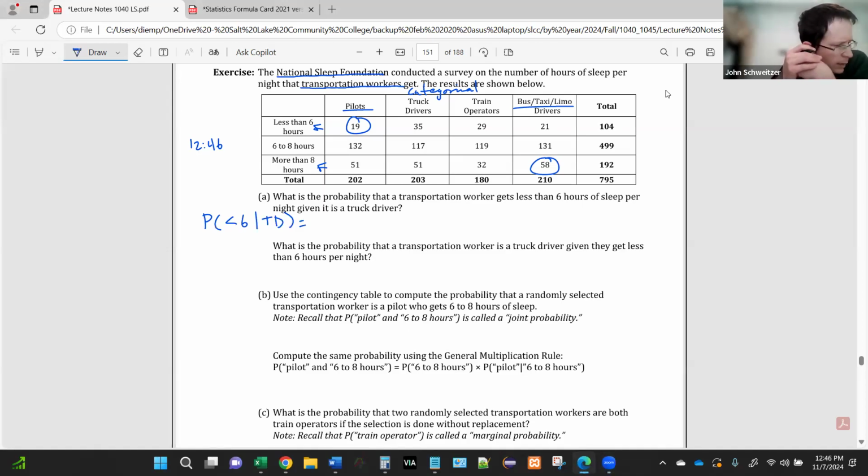Okay, did anybody get this? I recommend not using the formula. We've already used the formula once. Maybe when you're doing the homework, you use it a couple times. But for these contingency tables, it's much easier to just count.